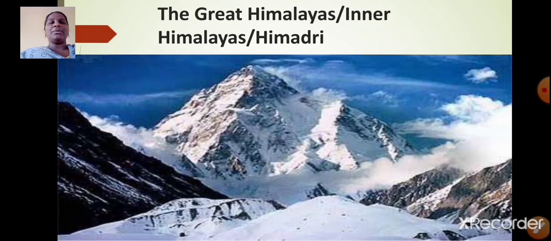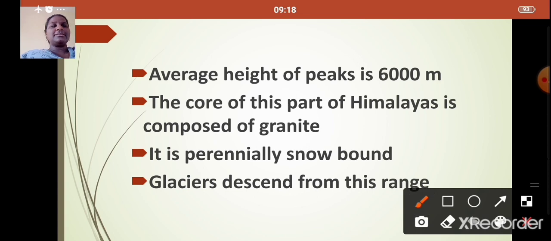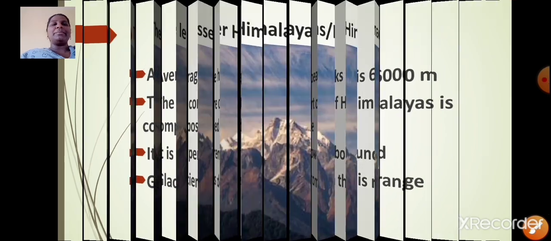Now let us talk about the Great Himalayas or the Inner Himalayas or the Himadri. Average height of peaks is 6,000 meters. So you need to remember this, students. The core of this part of Himalayas is composed of granite. It is perennially snowbound, means throughout the year it is covered with snow. Glaciers descend from this range. This range means Great Himalayas. Okay, I hope you will remember this.